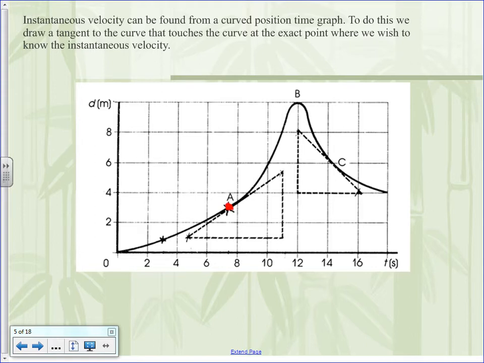Now, unfortunately, that graph shows an object that's changing speed. I need to figure out how fast it's going at that instant in time. So I can't use v equals d over t, because that would give me the average speed between the start and point B up at the top, and that's not what I'm looking for. I'm looking for exactly how fast this object is going at point A.